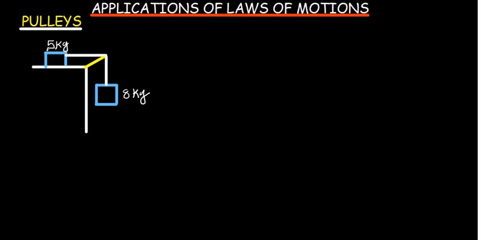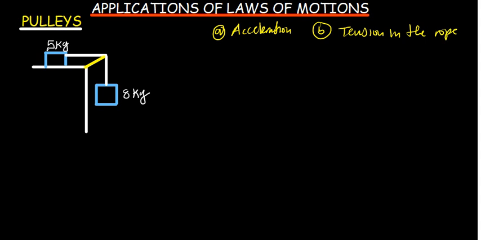Now let's say we've been asked to calculate the acceleration of this system. Apart from acceleration, we've also been asked to calculate the tension in the rope. Remember we said last time when we were talking about forces, tension is simply the force found in a rope. So I want to find what force is in this rope. So the question is, how are we able to calculate those?